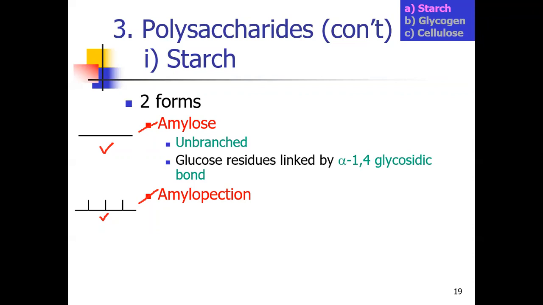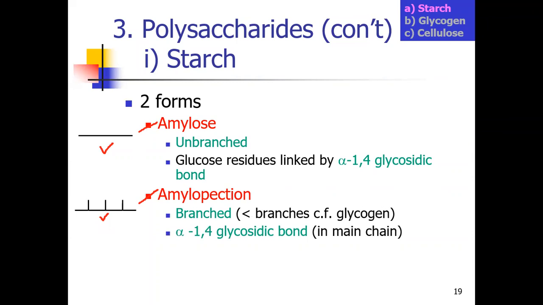Now, the moment the individual glucose join up together to form a long polysaccharide chain, each of the glucose inside the polysaccharide chain is called a glucose residue. Okay, the subunit inside the polymer is called a residue. So glucose residues in the amylose, they are all linked by alpha 1,4-glycosidic bond.